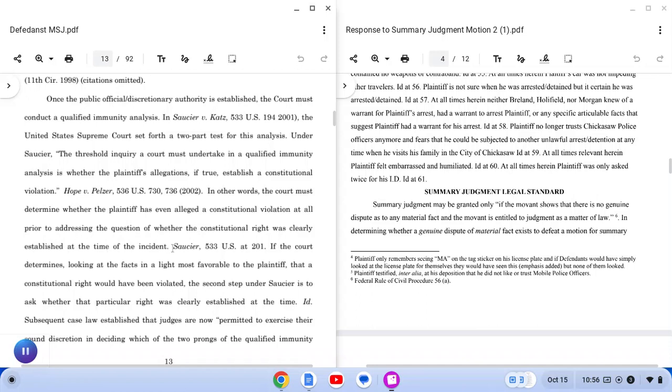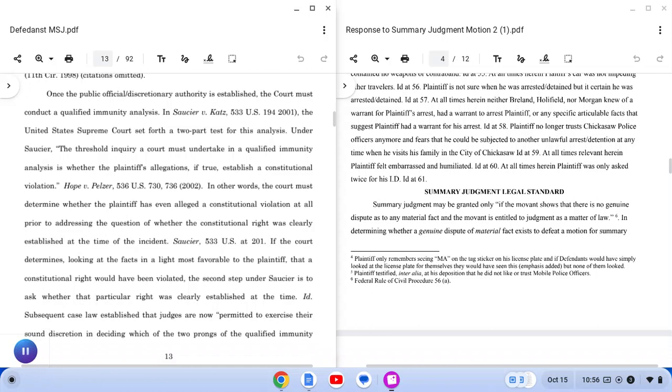This is why you need to show a clearly established constitutionally protected right has been violated in your complaint. If you do not do that, they're going to file a motion to dismiss. They might file a motion for summary judgment based on that, on qualified immunity grounds. You ain't getting nowhere until you do that. You have to do that.